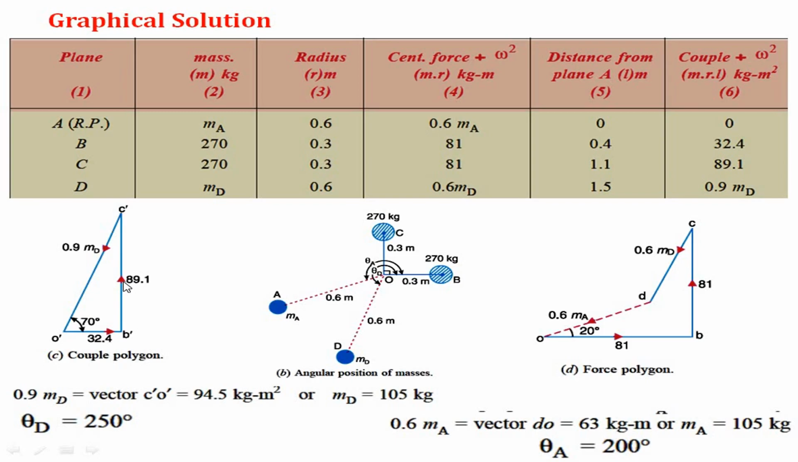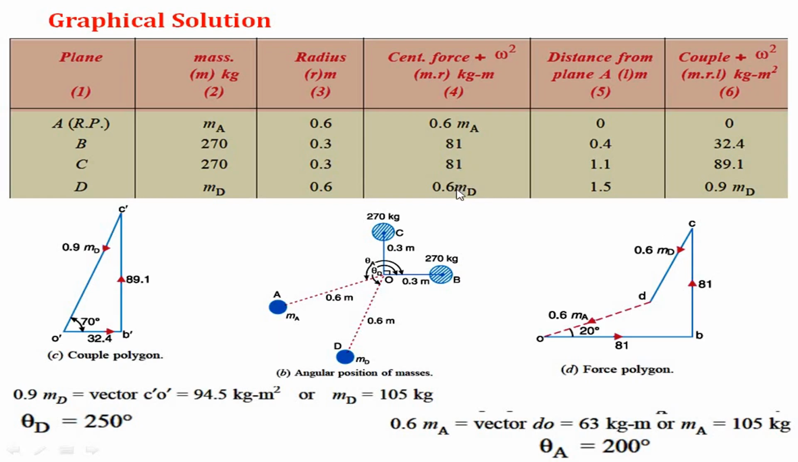Here we need to use a proper scale. By using a scale, we are going to get the value of MD. To determine the angle, one line parallel to this 0.9 MD vector has to be drawn on this space diagram, which is going to represent the angular position of mass MD. Now, the value of MD which has been derived through this calculation can be used in the column of centrifugal forces, where we are going to use the value of MD over here.